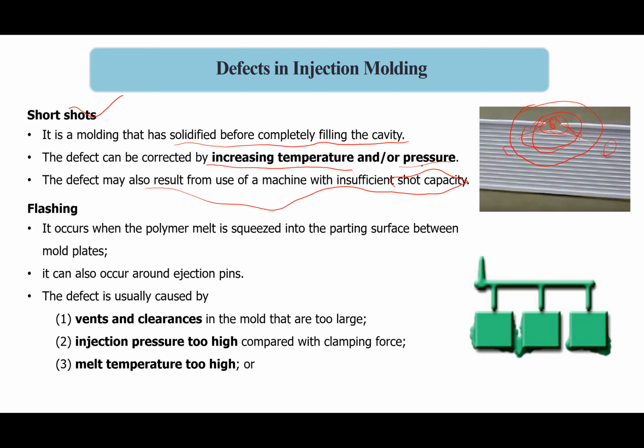And the second one is flushing. It occurs when polymer melt is squeezed into the parting surface between the mold halves. I think you have seen a lot of plastic products with this kind of defect. Did you?